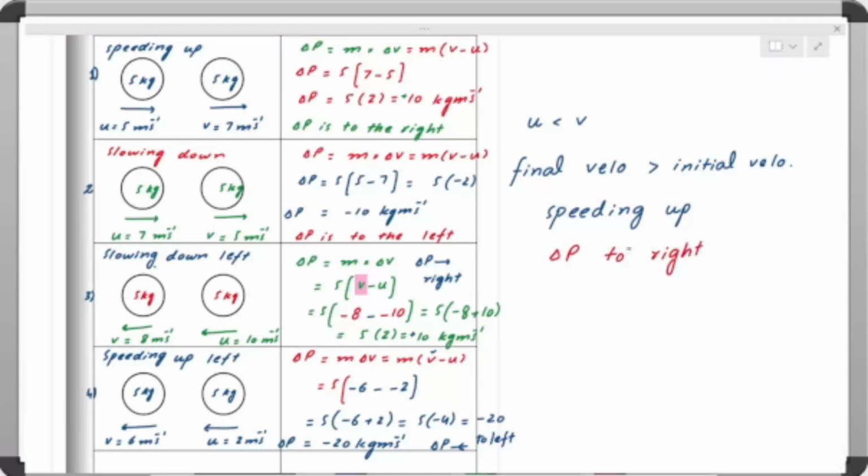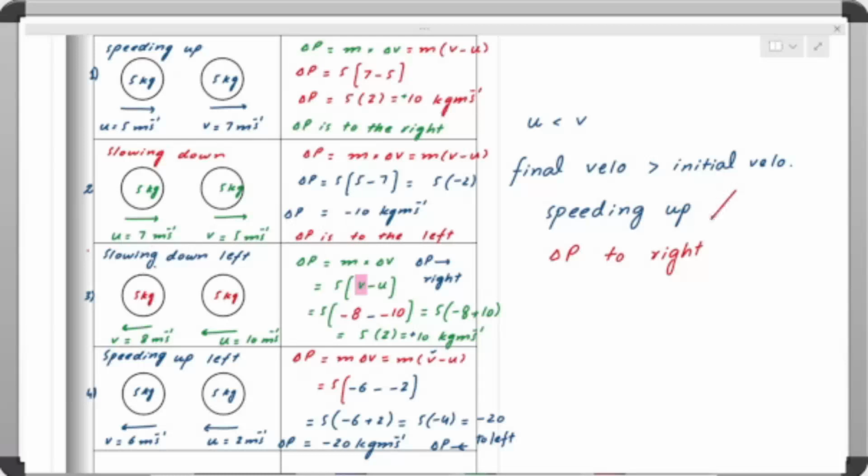Let's try to apply this and see if it is applicable to all the examples. We were speeding up in the first one, and the change in momentum was towards the right side. We're slowing down in the second, and the change in momentum was to the left. We were slowing down in the third, and the change in momentum was to the right. So how about this? Do you think this statement explains the third case as well? Why not? The object is slowing down and still the change in momentum is towards the right side.